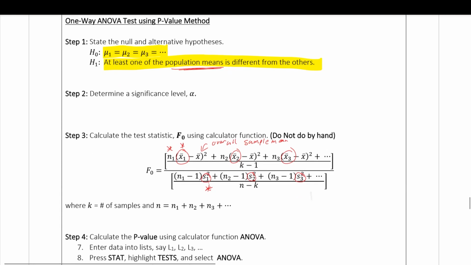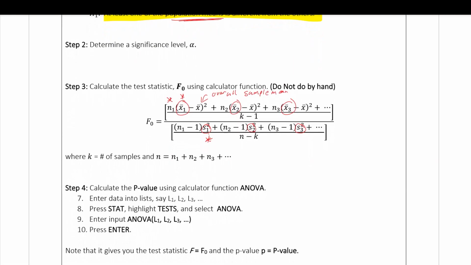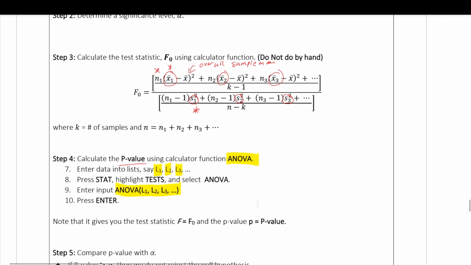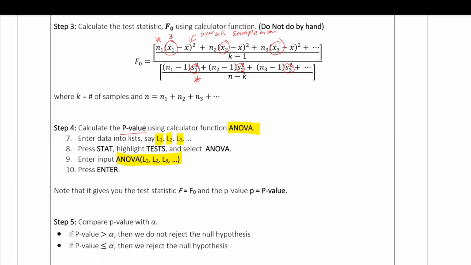In step 4, we're going to calculate the p-value, which also gives us our test stat. The function in your calculator, and everybody's calculator should have this, is just called ANOVA. I'll show you where to find that. You're going to click on that, and then refer to the list of data. So it's going to go in like this. You press enter, and you're going to get a test stat. It's going to be an F distribution, and it's also going to pull out a p-value.